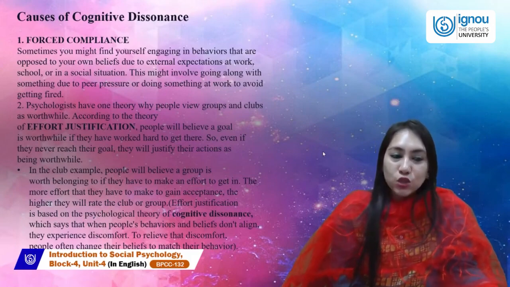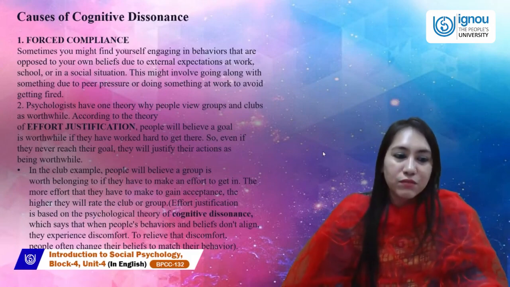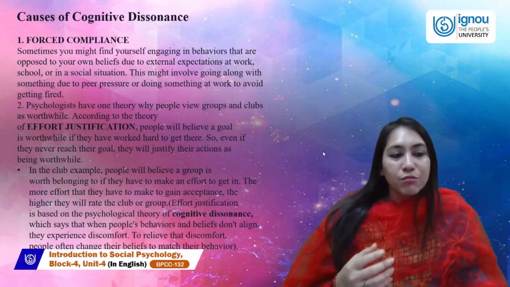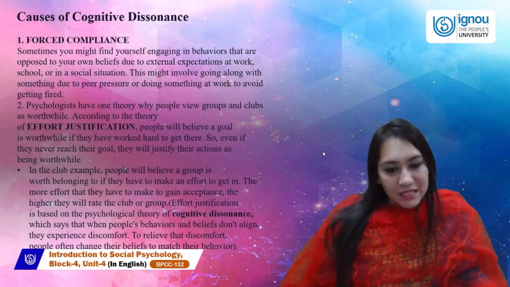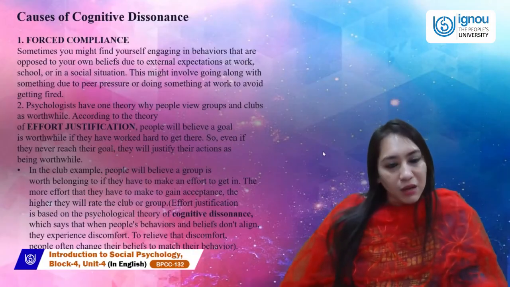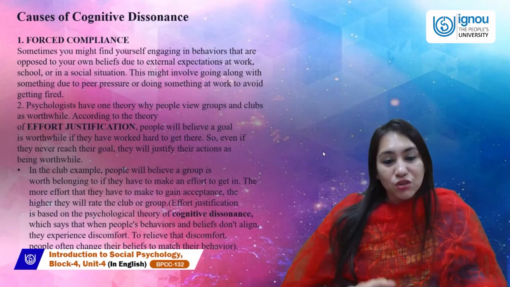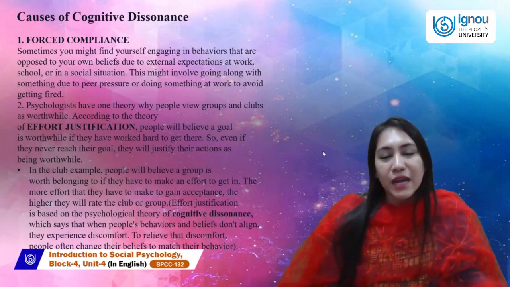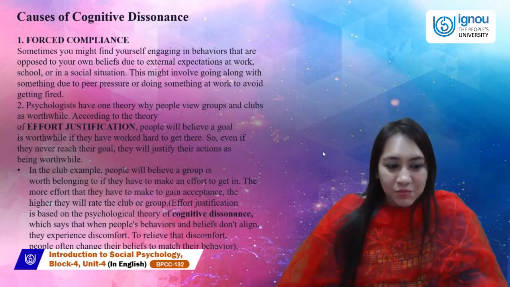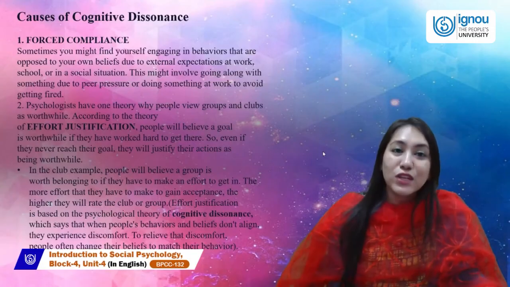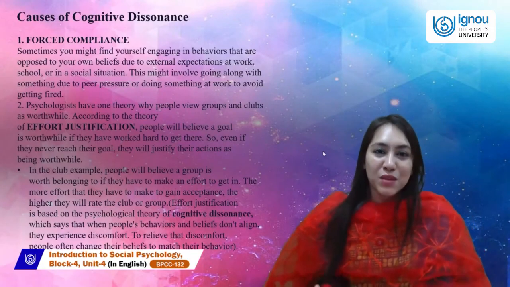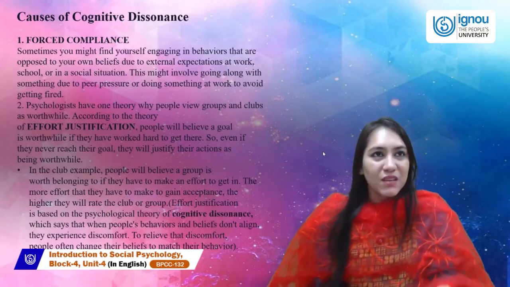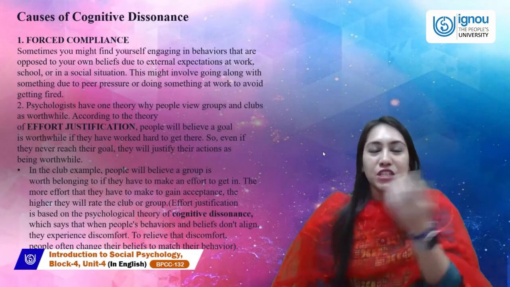People will believe a group is worth belonging to if they make an effort to get in. Also, the more effort, the more that they gain acceptance, the higher they rate the club to be. This is effort justification according to the cognitive dissonance concept, which says that when people's behavior and belief don't align, they experience discomfort, and to relieve that discomfort, they state that their behavior was equivalent to the effort which was put in. So, a very simple example again for teenagers.